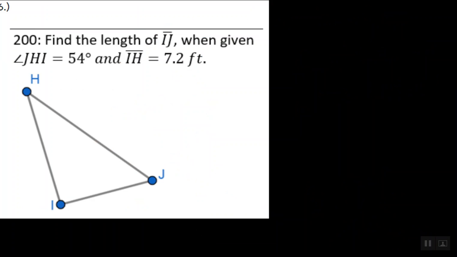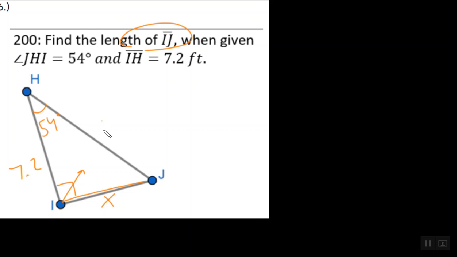Okay, here we have problem number 6. It says find the length of IJ. So let's see, here's IJ on the bottom. Let's give that the letter X. We're given angle JHI is 54 degrees and IH is 7.2. Now notice I should have also told y'all this is a right triangle, and from here, since we have an angle and a side, let's use some trigonometry.